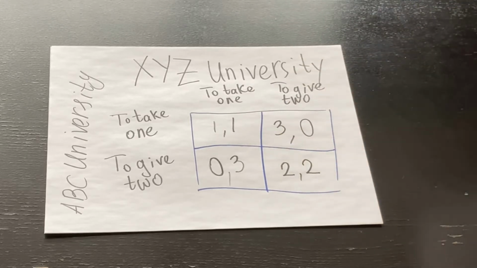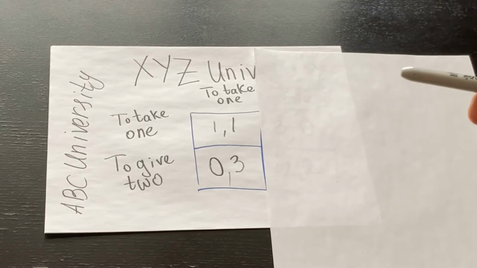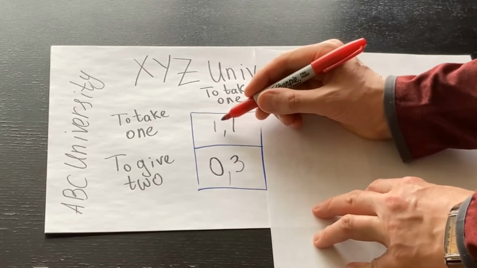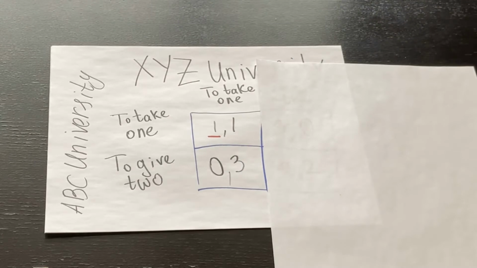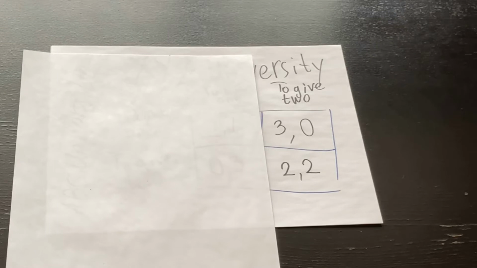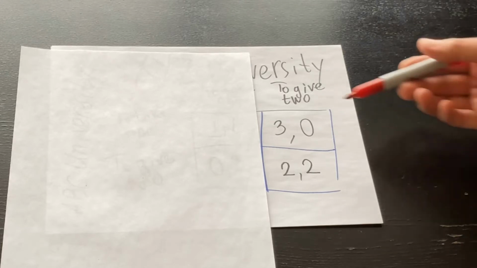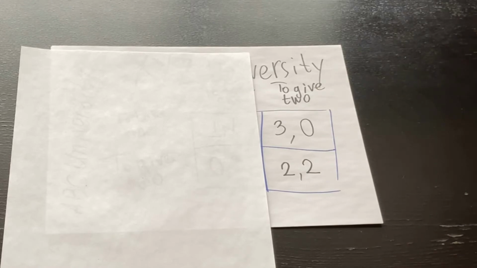In that case, this is the situation ABC University will face, and ABC University will have a choice between 1 million and 0. Which one is better? 1 million is better. Underscore it. Then ABC University will assume that XYZ will give 2 million. In that case, this is the situation that ABC will face, and ABC University will have a choice between 3 and 2. Which one is better? 3 million is better. Underscore it.